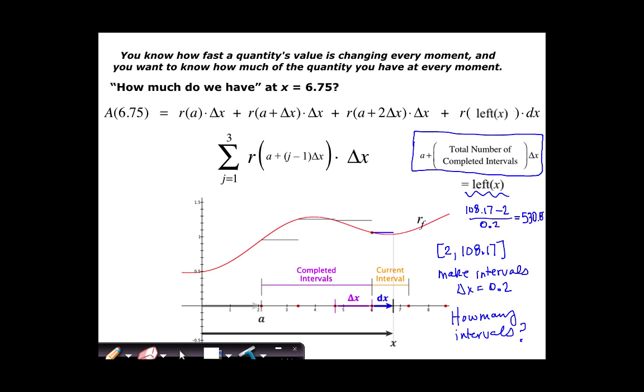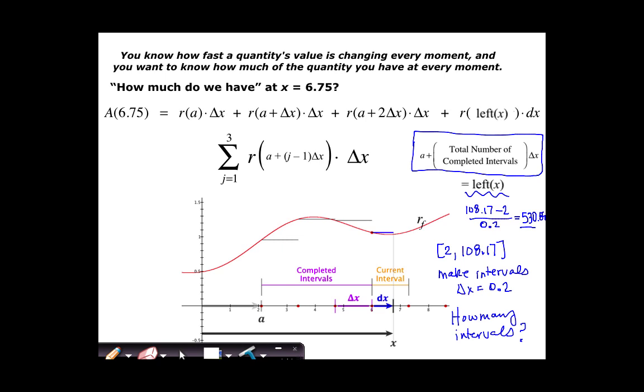Do I say 531? 530? 530. Even though that 0.85 makes it closer to 531, it's not a complete interval. That last interval, I'm just almost done with it. So I've got 530 complete intervals and 85% of another interval. So what I really want is to do this computation, final minus initial, divide by delta x, and then round it down, because if there's any fractional part left over, that's not a complete interval.